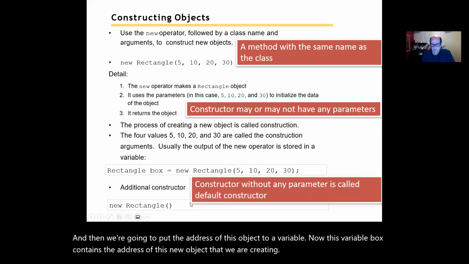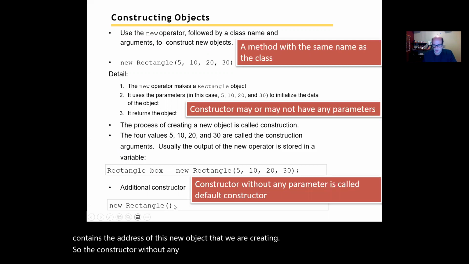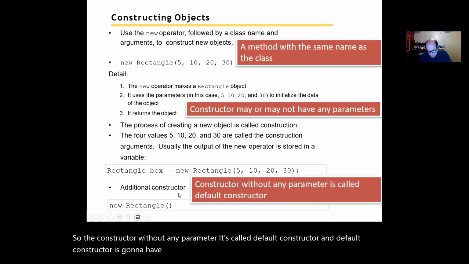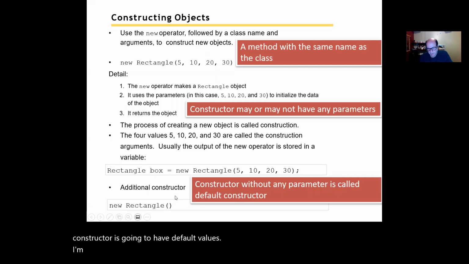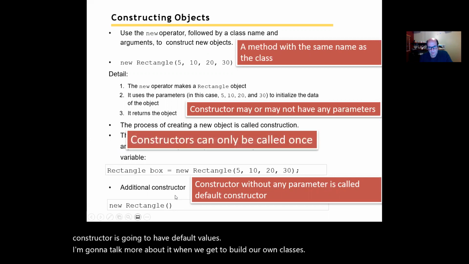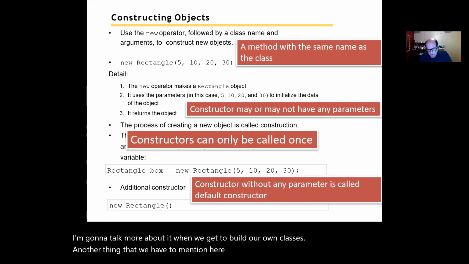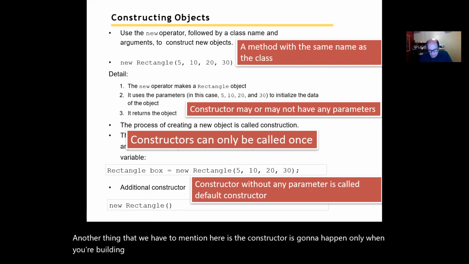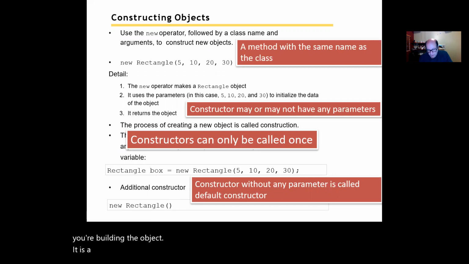So a constructor without any parameter is called a default constructor, and a default constructor is going to have default values. We're going to talk more about it when we get to build our own classes. Another thing we have to mention here is the constructor is going to happen only when you're building the object. It is a method, but you cannot call it again. It's going to happen only when you're building the object.